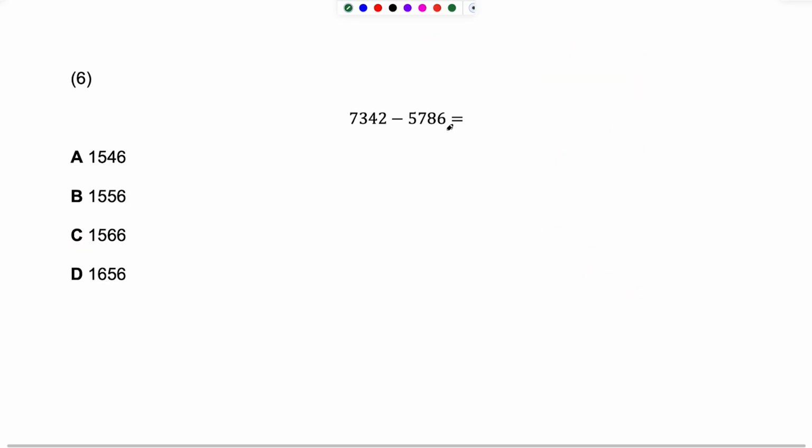Question 6, we're doing long subtraction, but notice that the numbers are lined up horizontally. So for questions like this, it really helps if you line the numbers up vertically. So we're going to do 7,342 minus 5,786. And for this one, we're going to have to borrow because we can't do 2 minus 6. We have to have our number in the top position be greater than the number in the bottom position, or they could be equal.